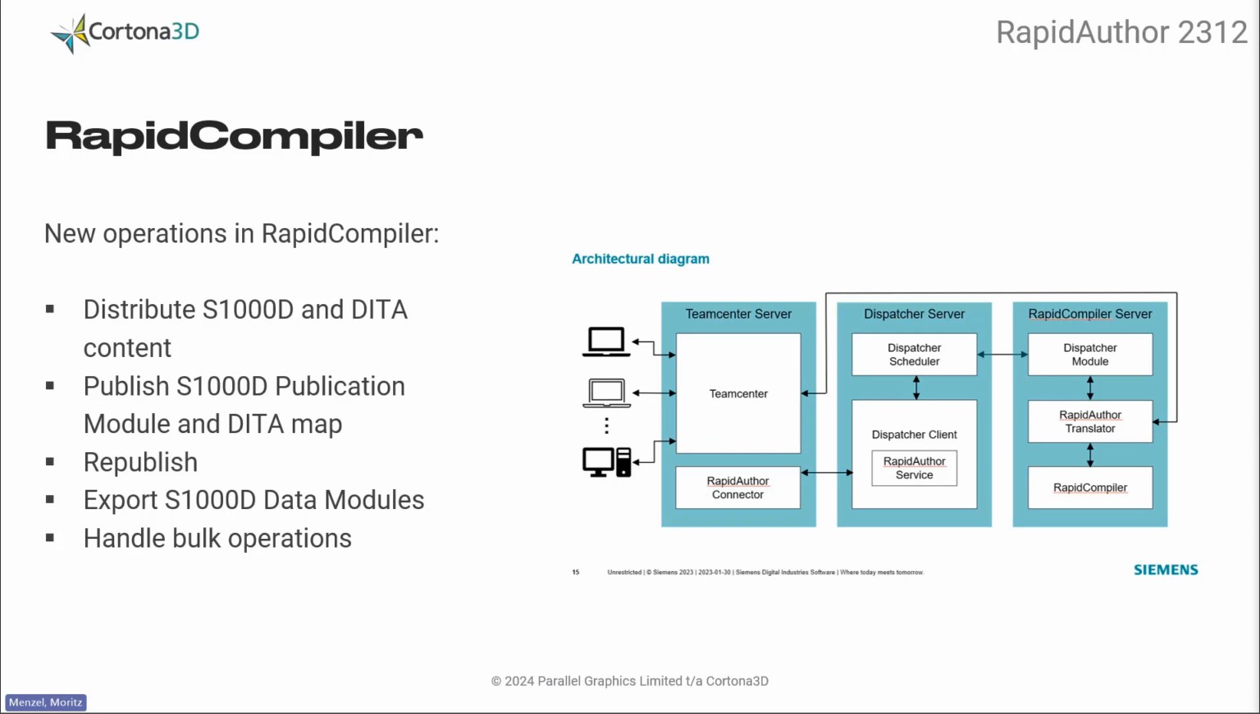After the initial release, we have already received great ideas and multiple requests for new functionality, and we will continuously add new features to RapidCompiler. In 23.12, we have implemented some of the most desired features, and RapidCompiler is now capable of a number of new operations, such as distribution of S1000D and DITA content, publishing S1000D publication module and DITA map, republishing, export of S1000D data module, and the handling of bulk operations.